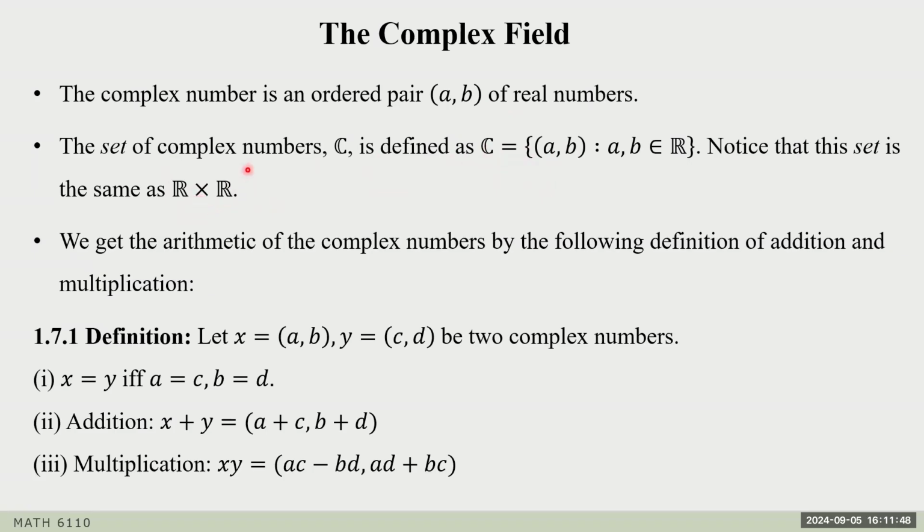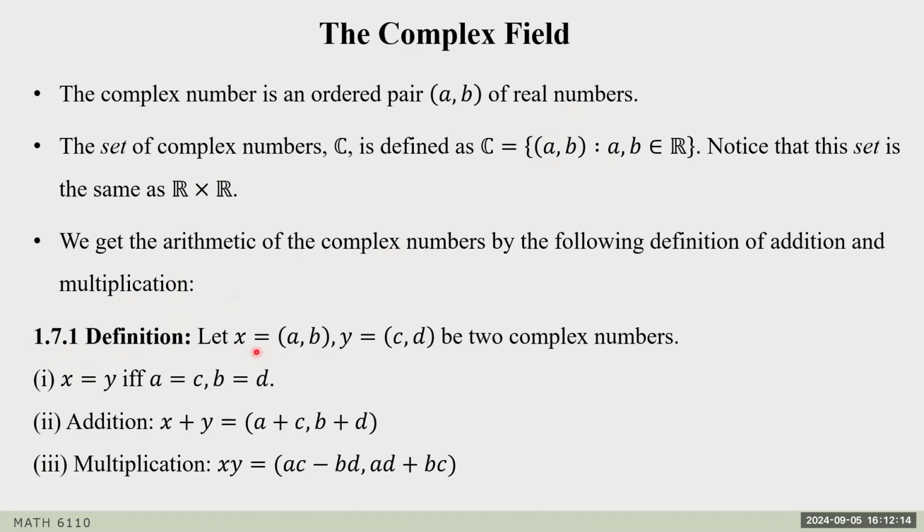Okay, well, of course, that's just a set. If you want to convert the complex numbers into a field, we need to add the addition and the multiplication to give that field structure. So how to add two complex numbers, how to multiply two complex numbers, how to tell whether or not two complex numbers are equal. That's given by this definition.